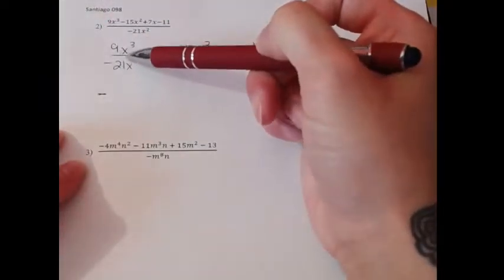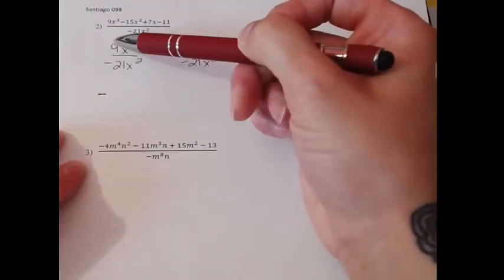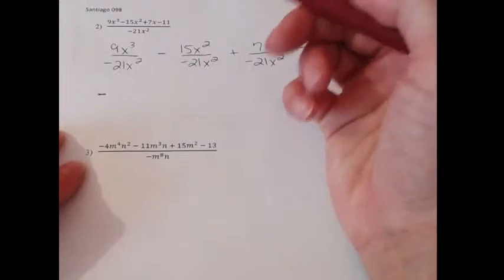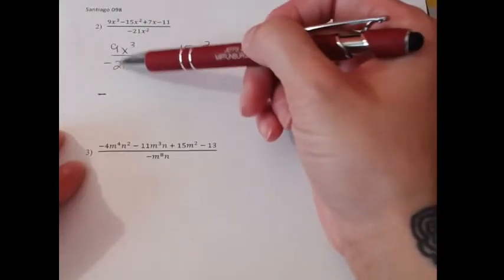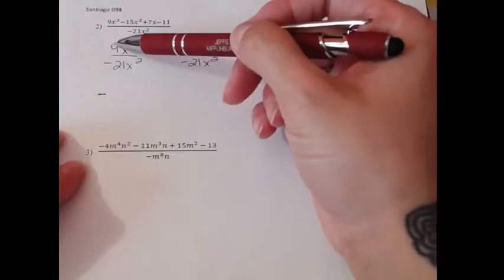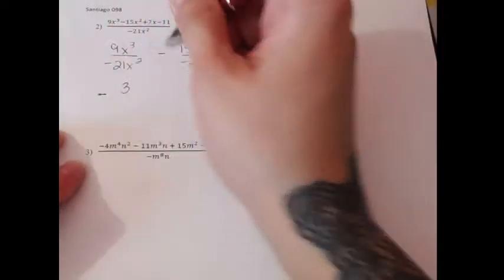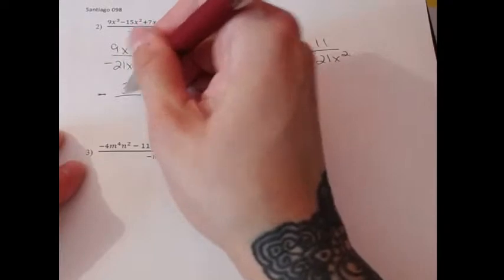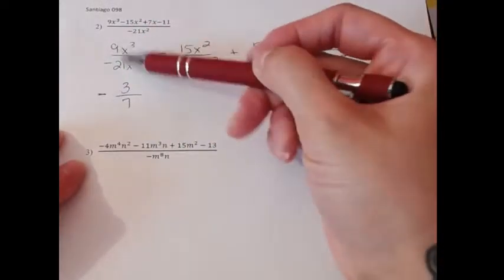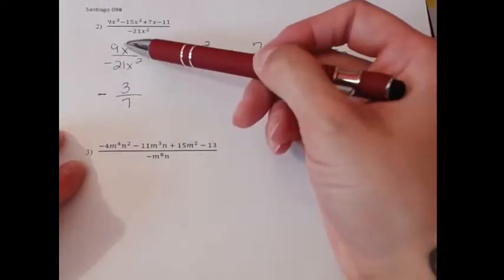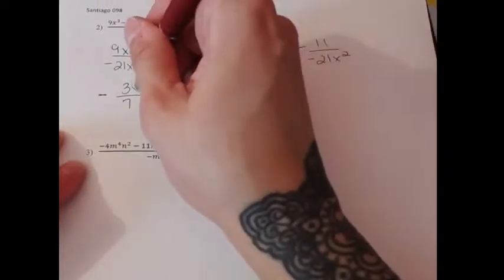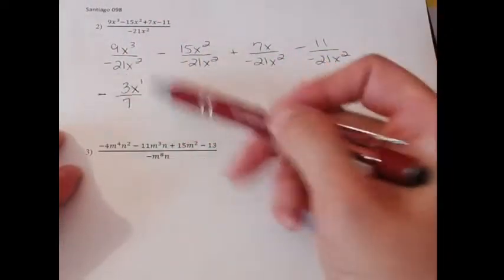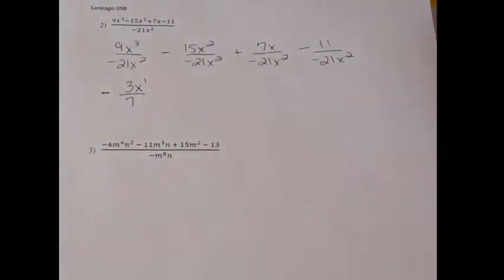9 over 21. So notice here that we are not going to get a whole number, right? It's 9 over 21. But we can actually divide both of these by a 3. So if I divide 9 by 3, I get 3. And if we divide 21 by 3, we get 7. So far I have 3 over 7 here. Then I have x to the 3rd over x squared, which means I'm going to be left with x to the 1st power in the numerator. So there is my first fraction. Negative 3x over 7.